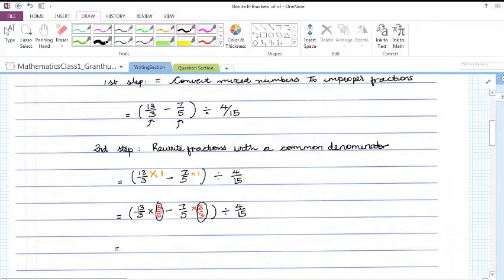So 13 over 3 by 5 over 5 is 13 by 5, that's 65. And 3 by 5 is 15. So I have 65 over 15 minus 7 by 3 is 21, 5 by 3 is 15. So what I have now done, I've actually succeeded in doing step 2, where I actually wrote the fractions inside of here with a common denominator. And that is now going to be divided by 4 over 15.